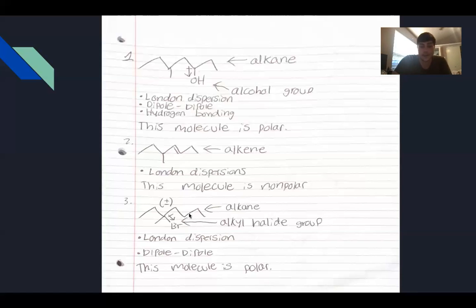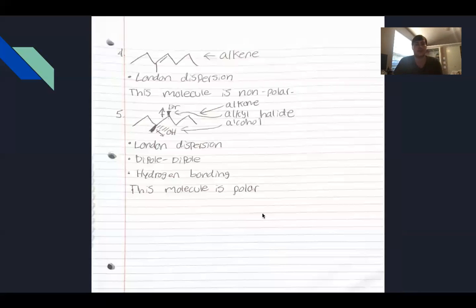And number three does not have that. So it has hydrogen-carbon bonding, but that's not hydrogen bonding. So we just have London dispersion and dipole-dipole forces. And this molecule is also polar because all it takes is one net dipole to make the electron density uneven, and then it's going to be polar. So next we have our alkene. Just like the other alkene, we just have London dispersion forces because all we have is carbon-hydrogen bonds, making this molecule nonpolar.